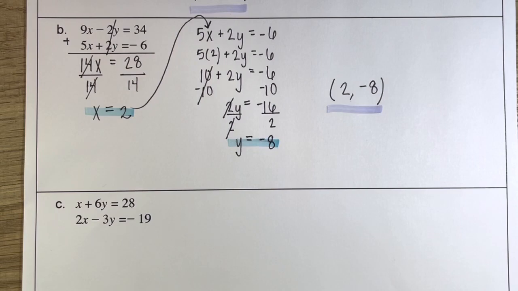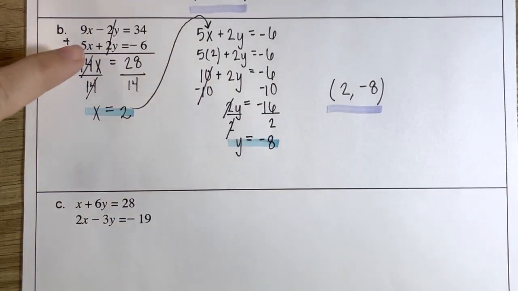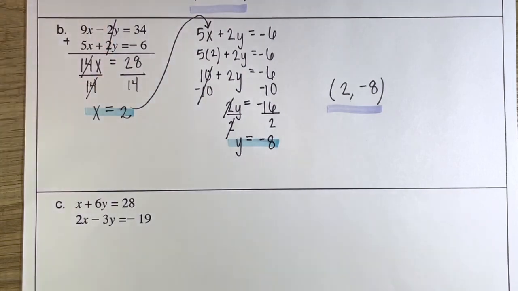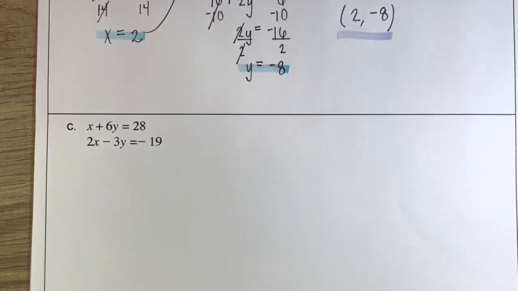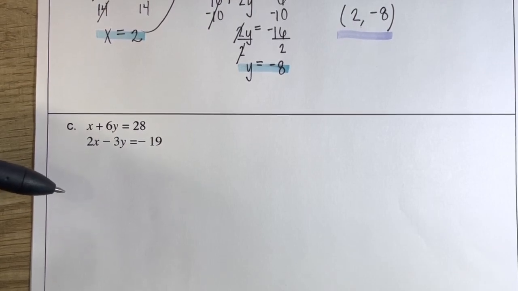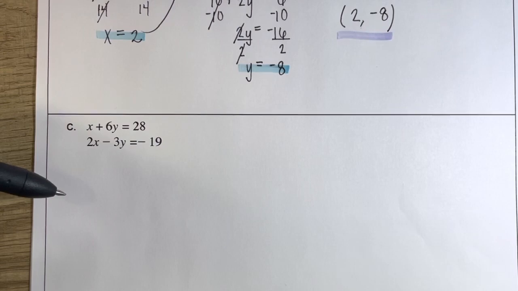So for B, it made more sense for us to use elimination because these equations weren't already solved for a variable, and we can easily add the equations together in order to eliminate y. For C, so we have x plus 6y equals 28, and 2x minus 3y equals negative 19. If you really prefer the substitution method, this would not be a bad one to use substitution for.